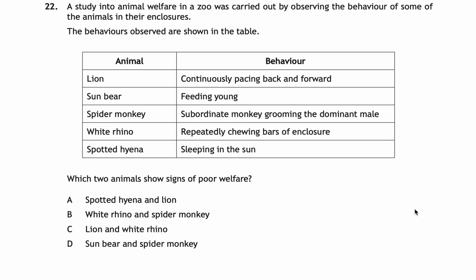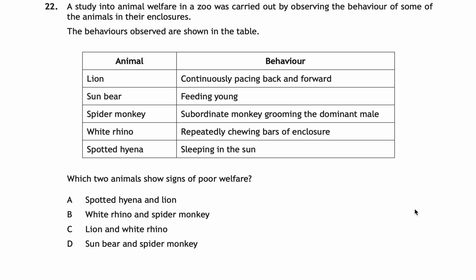22 is looking into poor welfare. So it says a study into animal welfare in a zoo was carried out by observing the behaviour of some of the animals in their enclosures. The behaviours observed are shown in the table. Which 2 animals show signs of poor welfare?